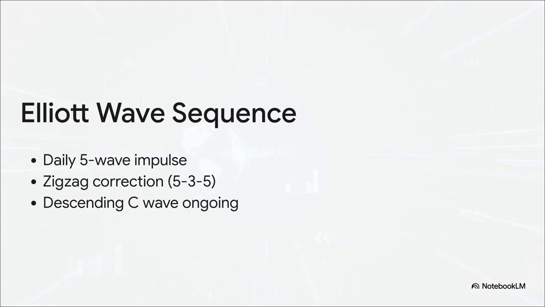And when we layer in Elliott wave theory, the geometry gets even clearer. Following that daily 5-wave impulse phase, the system confirms an unfolding 5-3-5 zigzag correction. So we had the impulsive wave A, the 3-wave correction for B, and right now, we're right in the middle of a highly impulsive downward wave C. The direction is literally dictated by the geometry of the market itself.